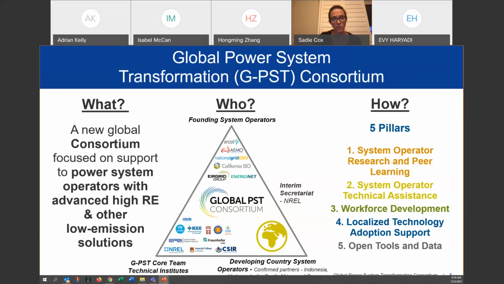Pillar 3 is coordinated by Imperial College in London, and it's focused on improving and applying cutting-edge educational materials and courses at the university level, as well as upskilling the current system operator workforce with continuing education.